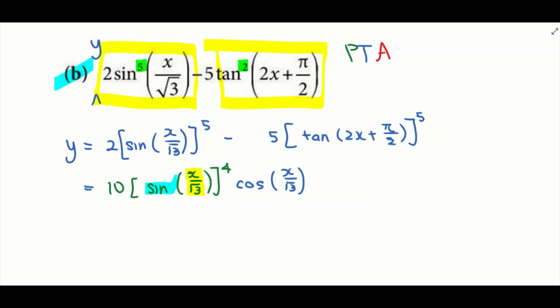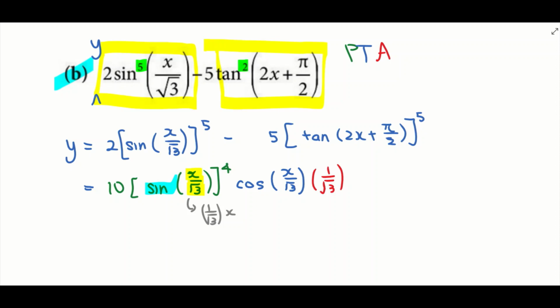I differentiate x over root 3. Your x over root 3 technically is what? It's 1 over root 3 times x. So when I differentiate that, I will keep the constant. Means I will keep this. I'm done for the first one.